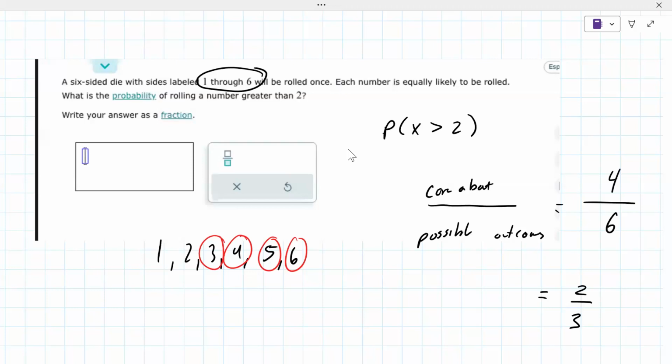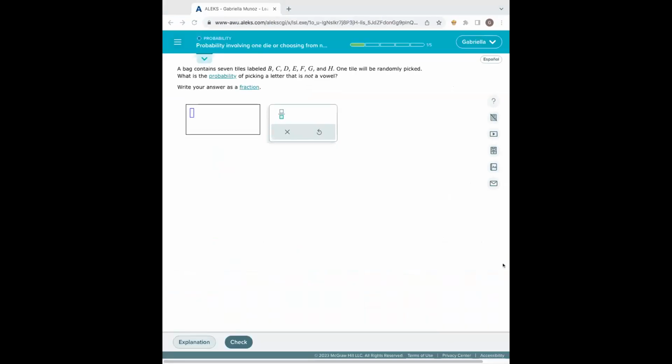Do you want me to share my screen again? Yes. You could maybe try the next one depending on what it is. All right. So why don't you try this one here? It is a fraction. And if you're completely stumped, I will be happy to walk you through it.